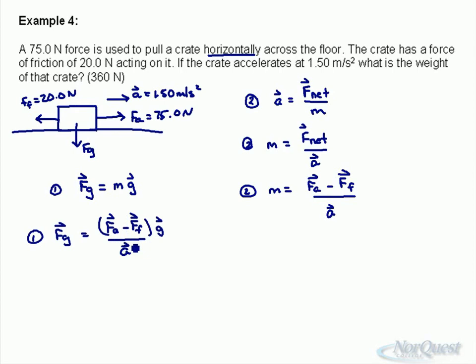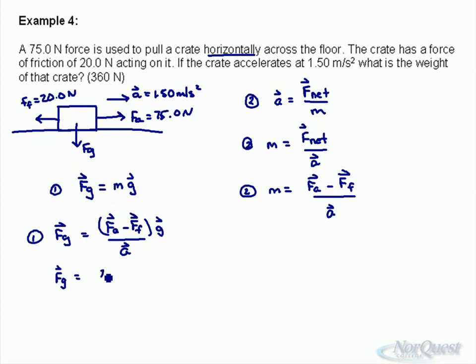This object is accelerating horizontally at 1.50 meters per second squared. Acceleration due to gravity is downward. So don't mix up those two numbers. g is 9.81. Acceleration is 1.50. So if we put these numbers in, and if you want to do it in two steps, you will get the right answer. I just like to do one single calculation.